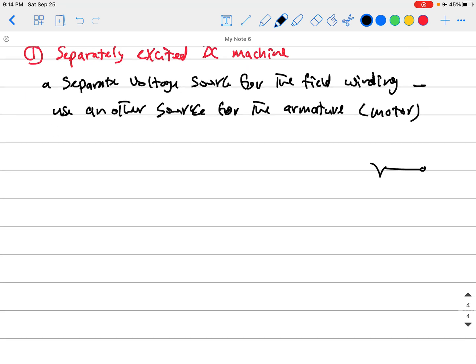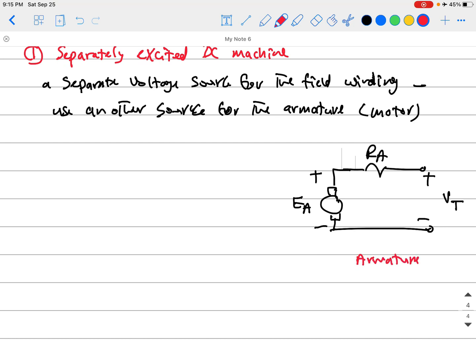Remember, again, there is the armature circuit. That is the R armature, and that is the induced EMF inside the machine, and that is the V terminal. So that is V terminal, and that is the induced voltage inside the machine, with this positive and negative, and you know this. And this is the armature equivalent circuit.